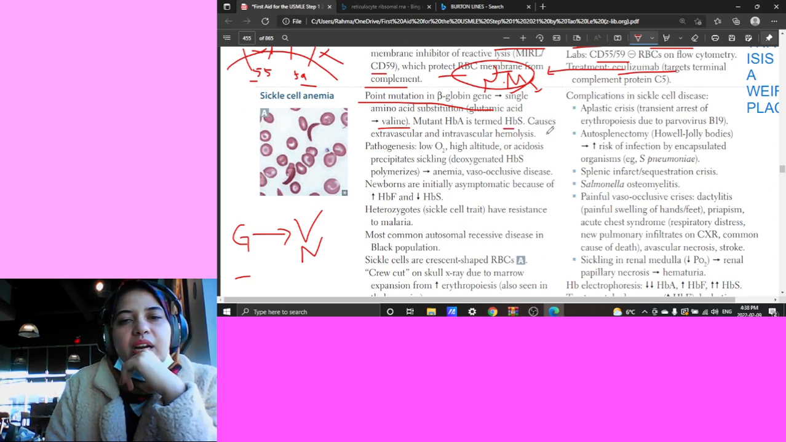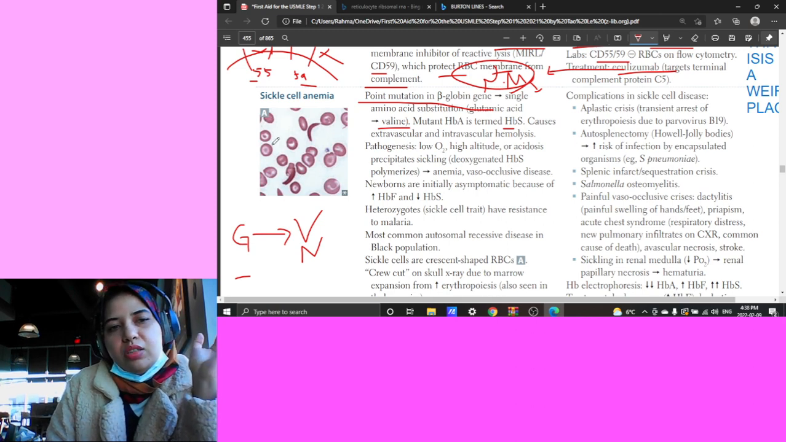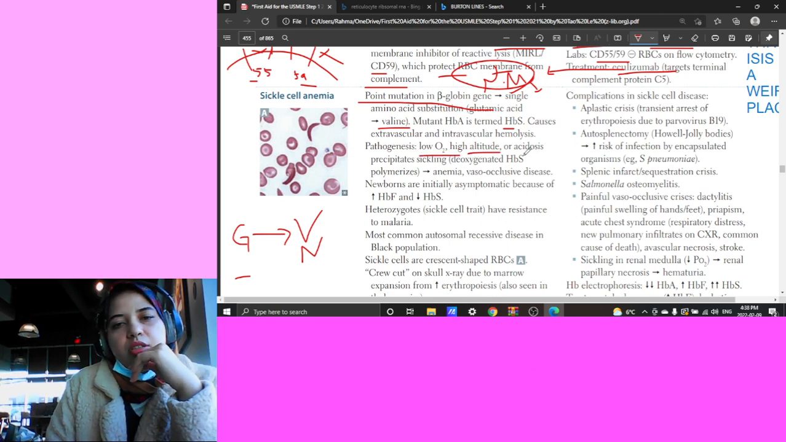It causes extravascular and intravascular hemolysis. So you have a lot of things that can trigger the sickling to occur. You have low oxygen, high altitude, acidosis, dehydration. Do not forget dehydration. So you're going to get anemia and vaso-occlusive disease.